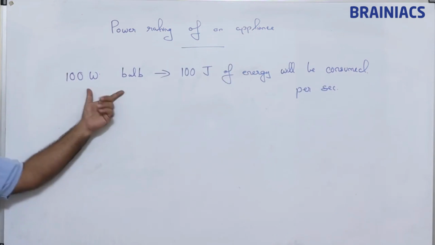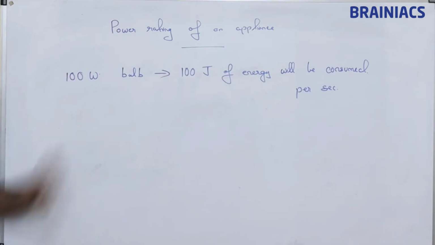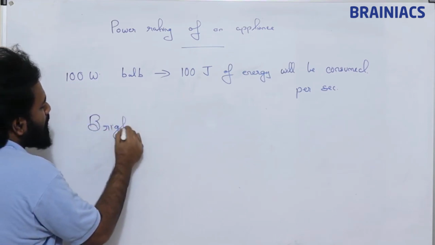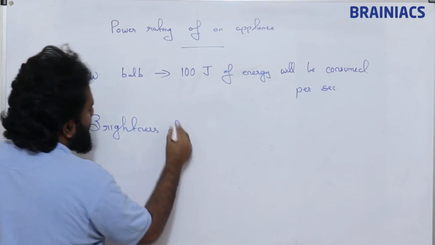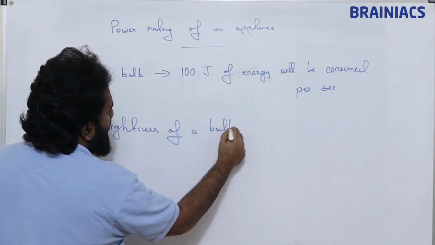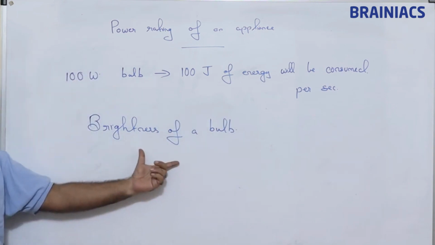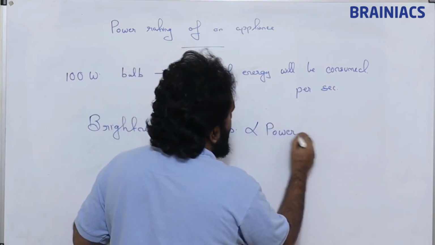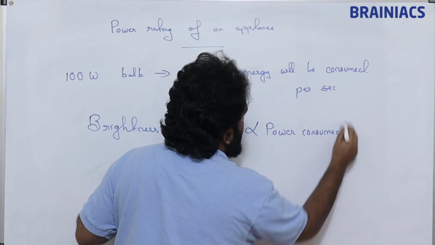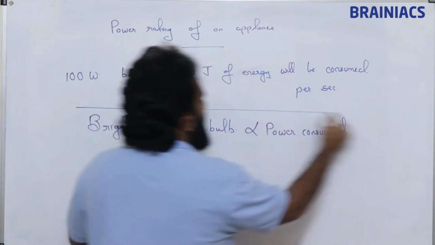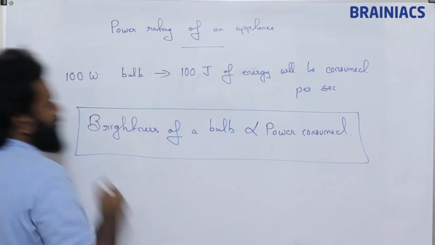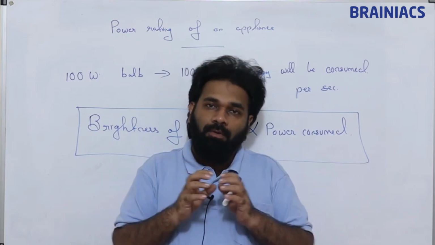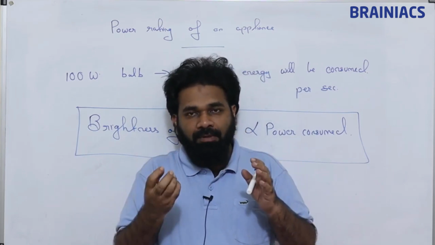This is the meaning if we say 100 watt bulb. The brightness of a bulb, how much brighter the bulb will be, is proportional to the power consumed. If more power is consumed by the bulb, it will glow brighter. Less power consumption, less brightness.